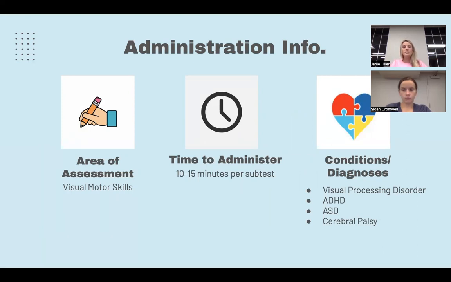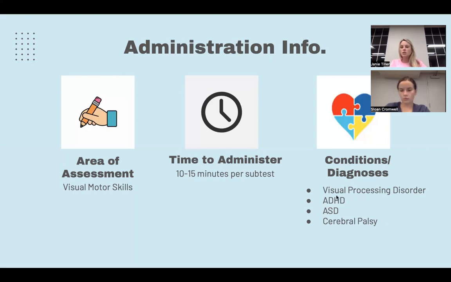And in addition, the time to administer this test is typically about 10 to 15 minutes per subtest. So you can administer this test using only a few subtests. So you could just give the fine motor subtest or the visual spatial subtest. However, to get more of a comprehensive idea of where the child is at, it is usually recommended to do all 3. So in total, that would be about 30 minutes to administer the whole test.